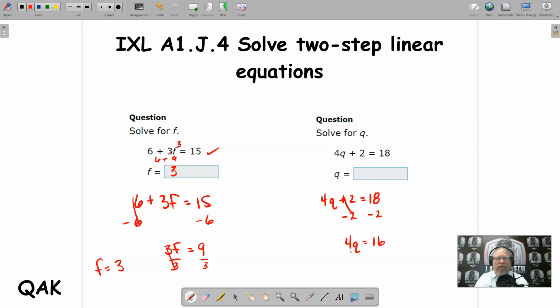4 is tied to the q through multiplication. I'm going to divide. Remember, fractions are division problems. I'm going to divide by the very number I wish to get rid of, which is 4. And what I do to one side, I'm going to do to the other. The 4's cancel each other, leaving me with q, and 16 divided by 4 is 4. Therefore, q equals 4.